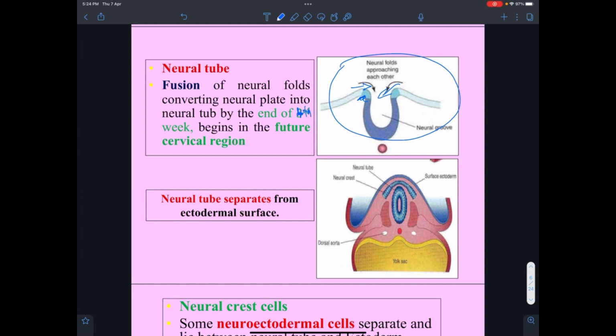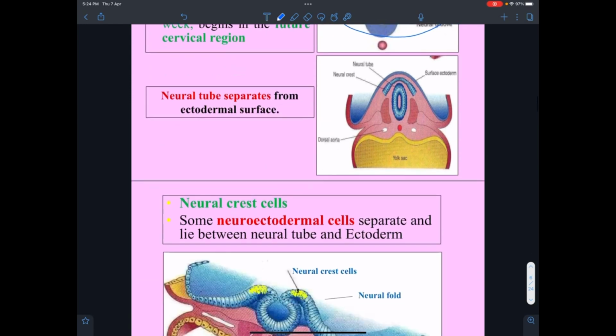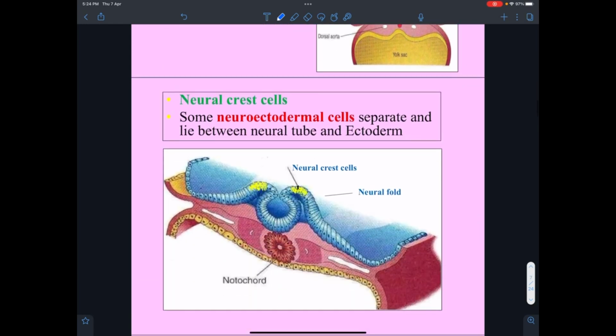When the neural folds fuse with each other, the neural crest cells are going to separate themselves. Some of them separate and basically become their own cells, essentially. That's where they're located, in between. That's just another piece of information you want to know.